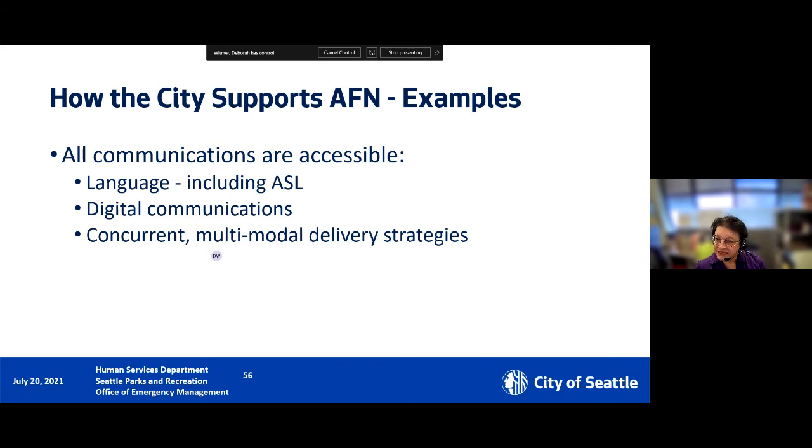And more importantly, the city uses concurrent multimodal delivery strategies. What does that mean? So we use multiple ways of delivering information all at the same time. And that means using a variety of print, video, digital, and auditory delivery strategies all together to reach as many people as possible as quickly as possible.